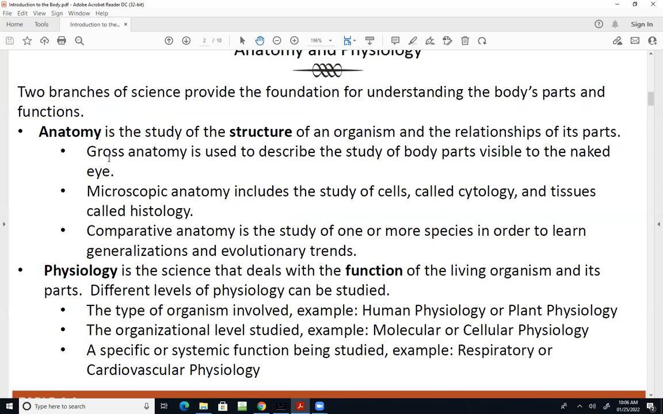What we're going to be doing going into lecture 2 and lecture 3 later this week and into next week is looking at things that are not visible to the naked eye, so we need a microscope. Microscopic anatomy includes the study of cells, what we call cytology, and the study of tissues, what we call histology.